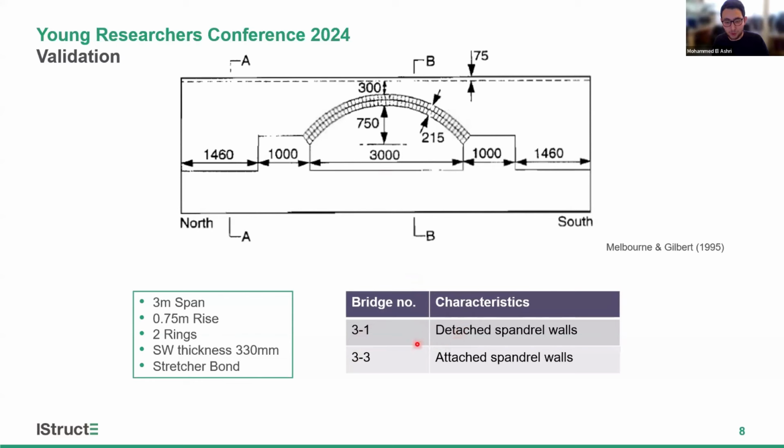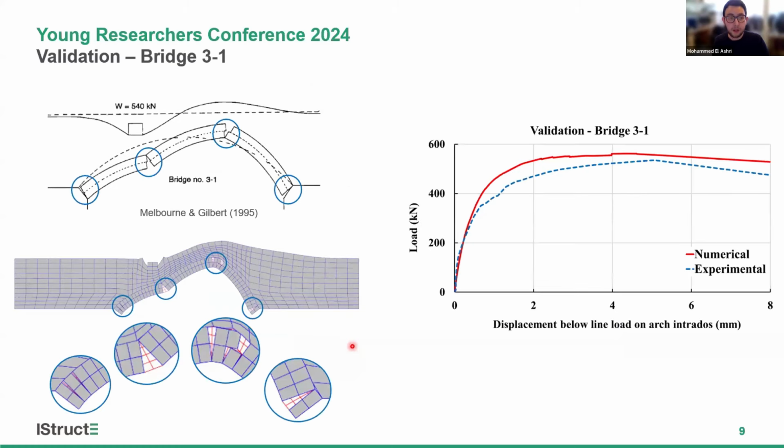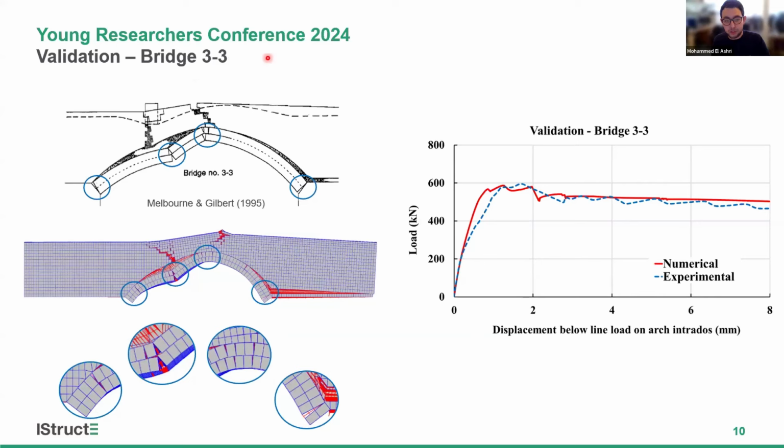In this presentation, I'm focusing on specimens 3.1 and 3.3, which are almost identical, except for the fact that the spandrel walls are detached from the arch barrel in specimen 3.1. When validating this, we found good agreement between the numerical and experimental displacement response, as well as the failure mode, where the numerical model managed to capture the four-hinge mechanism for the arch barrel in bridge 3.1. Moving to bridge 3.3, again, the load displacement response showed good agreement between the numerical and experimental responses, as well as the failure mode for the arch barrel.